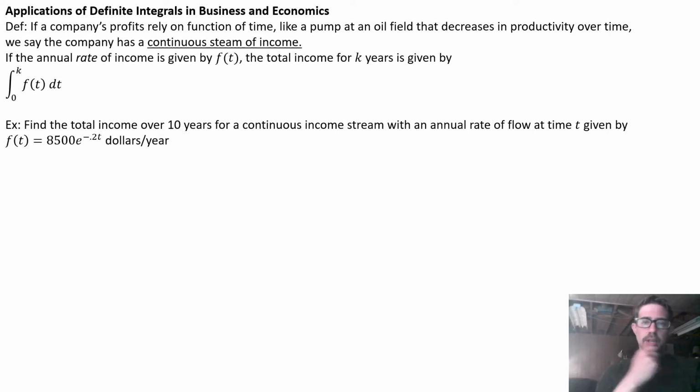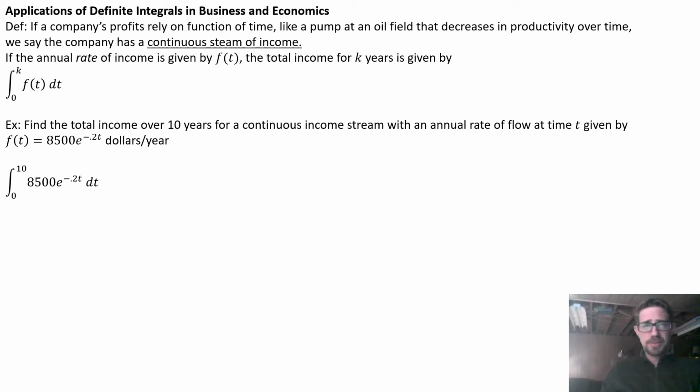Example: find the total income over 10 years for a continuous income stream with an annual rate of flow at time t given by 8,500 e to the negative 0.2t dollars per year. You're going to see that a lot, an exponential with e to the negative something t, because that gives you a decreasing exponential curve. It might decrease a lot at first and then level off, but it's still a decreasing function. If this were an increasing function, we'd be in good business because we'd keep getting more and more income, but usually that's not the case.